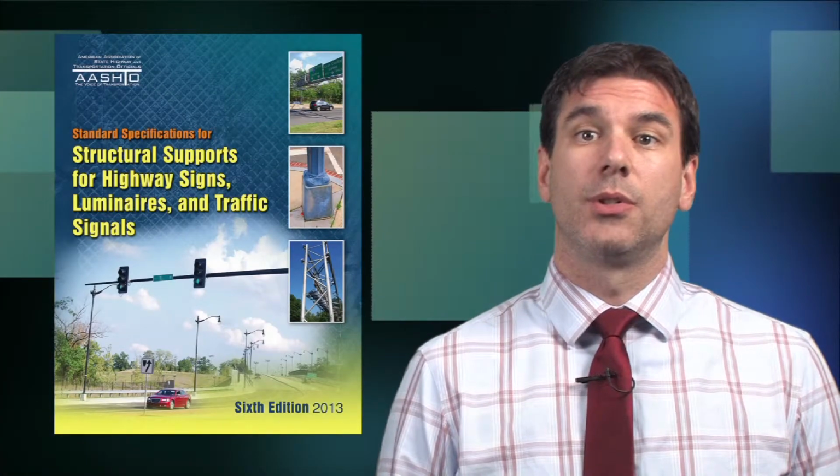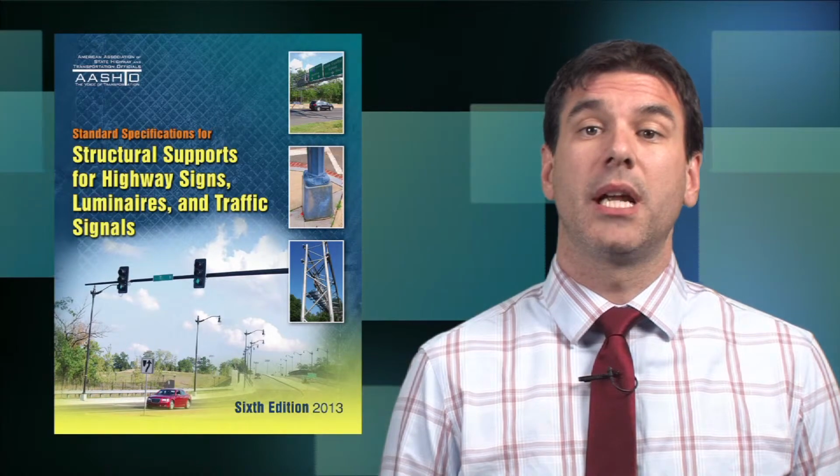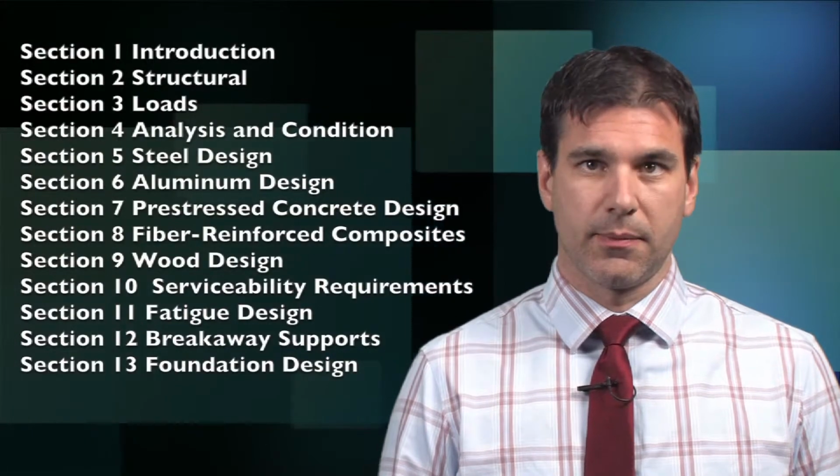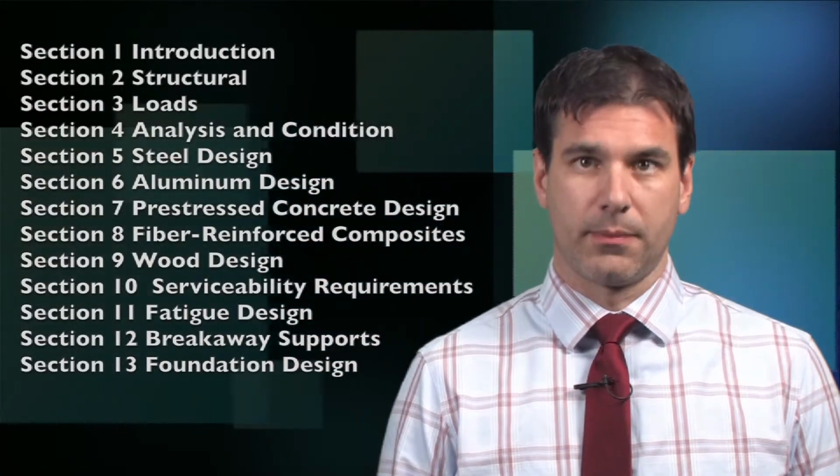This new edition, which was developed by the AASHTO Highway Subcommittee on Bridges and Structures, supersedes the 5th edition, which was published in 2009 with interims in 2010 and 11. The new edition includes 13 sections and 4 appendices. Here's a brief overview of each section.